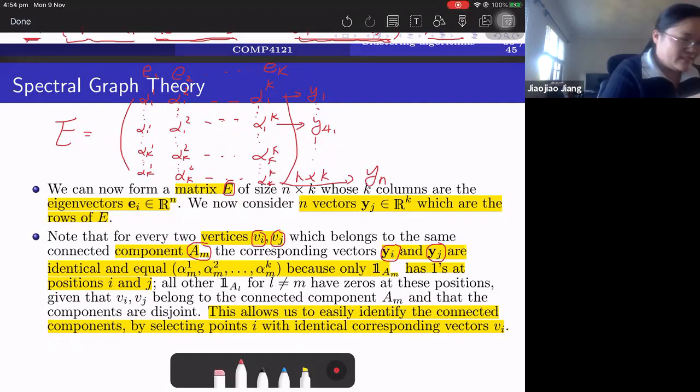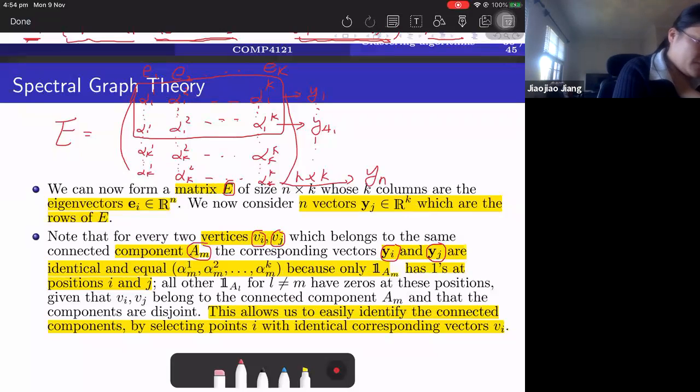Why are they identical? Now let's say they belong to component A1. So if they belong to component A1, then for arbitrary vertices Vi and Vj, the corresponding vectors Yi and Yj are identical, right? So let's say Vi corresponds to V1 and Vj corresponds to Va1, and then these two vectors Y1 and Ya1 are the same, right?